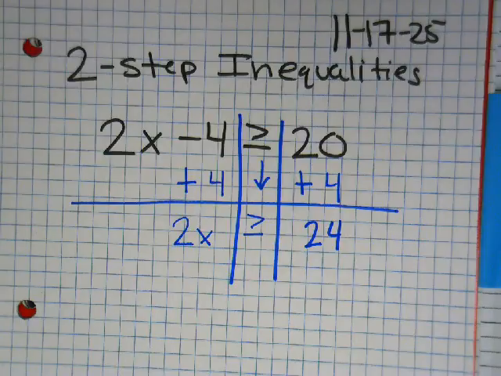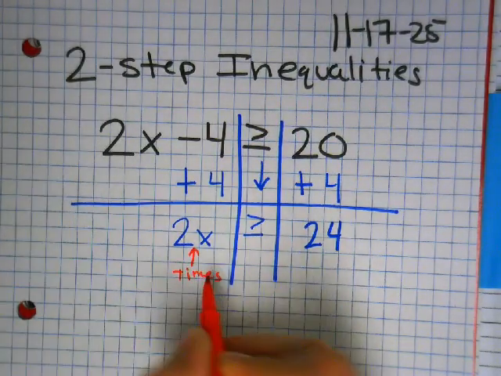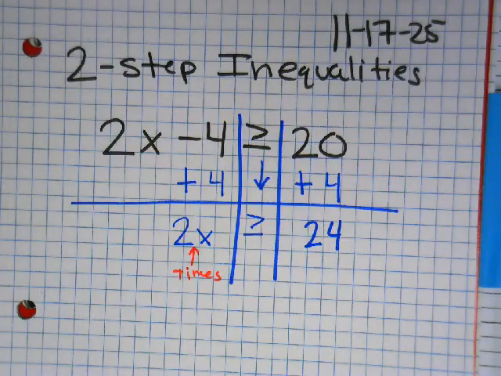I'm not done. Again, it's 2 steps. So you just did 1 step here. This is your first step. Now my second step. What does it mean when 2 and x are together? What does that mean? Yeah. So I'm going to write this down. You don't have to. But this means times, right? 2 times x. 2x, that means times. So what's the opposite of times? Division.